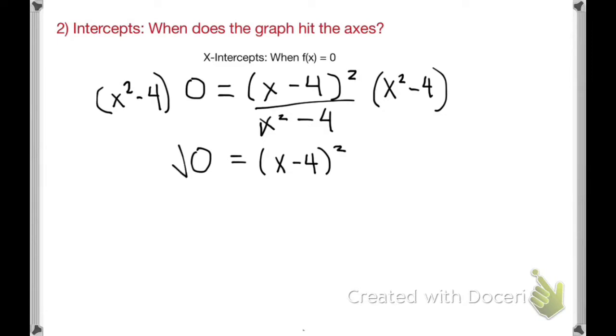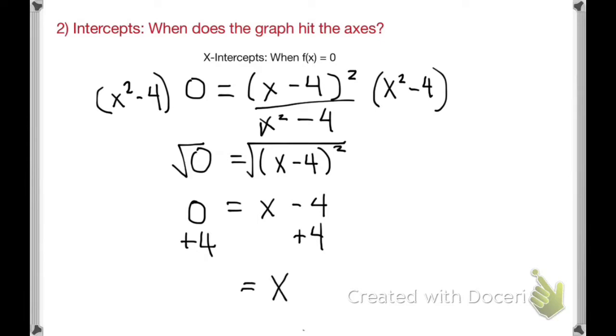We're going to take the square root of that to get rid of that second power. And of course, when you take the square root of 0, it's also 0. So you get x minus 4 is equal to 0. So you add 4 to both sides, and you find that x is equal to 4. And that's going to be our x-intercept.